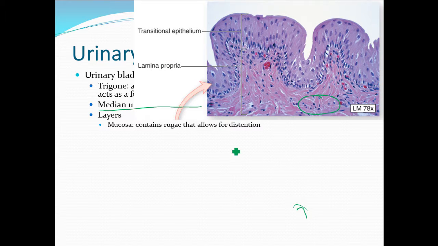It has multiple layers too. It has a mucosa layer here. The mucosa layer contains rugae. What else had rugae? Do you guys remember that term? The stomach. And once again, it allows for distension, right? Same thing as the stomach, it's able to distend, right? So what do you think this epithelium is again? Transitional. It's still transitional.